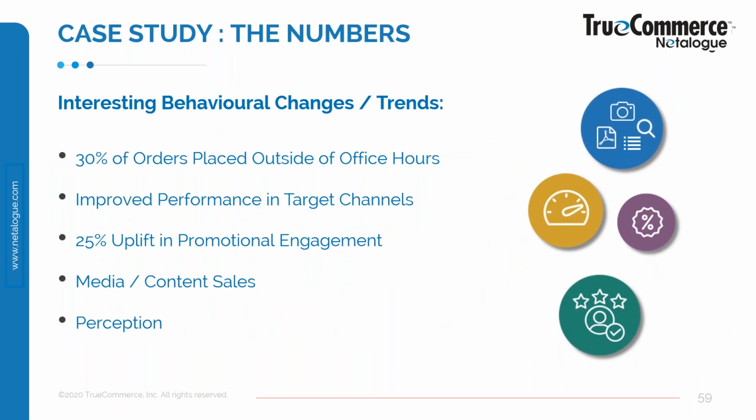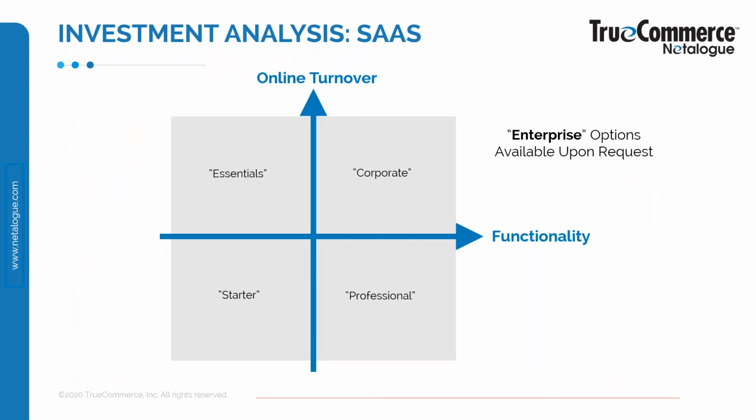There's some interesting behavioural trends as well. We noticed that the number of orders being placed outside of office hours jumps through the roof. You have that proven performance in target channels, so those better trading customers that you're after tend to be more engaged online, they're more forward thinking, and you perform better in those channels. An uplift in promotional engagement based on the presentation of those promotions and the customer's ability to find those promotions. Media content sales is what we've spoken about in terms of incremental revenue streams, and the perception of you as a business increases, it absolutely improves. So there's no real reason not to consider it if you're not already.